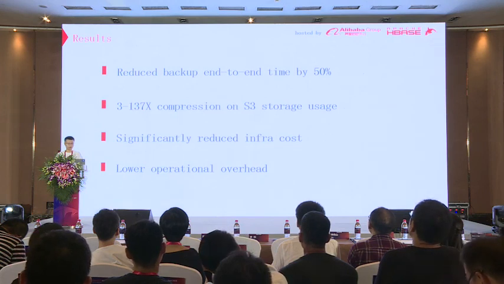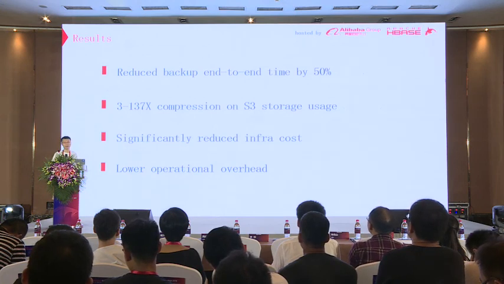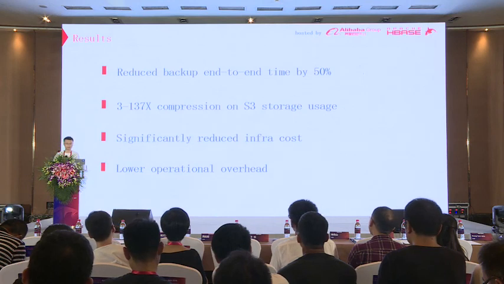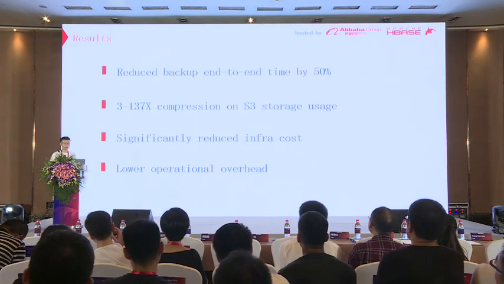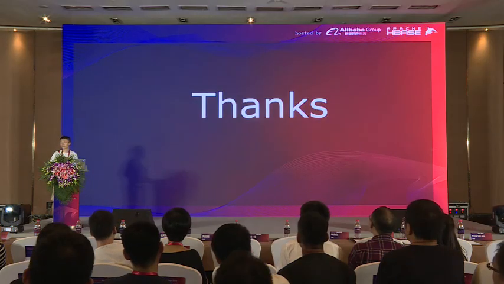This slide shows some of the initial results we have got. By upgrading the backup pipeline, we were able to reduce the end-to-end backup time by half. And we obtained up to two orders of magnitude compression by use of deduplication. These two mechanisms combined led to significantly reduced infra cost and lower operational overhead. And I think that's our talk. Thanks.